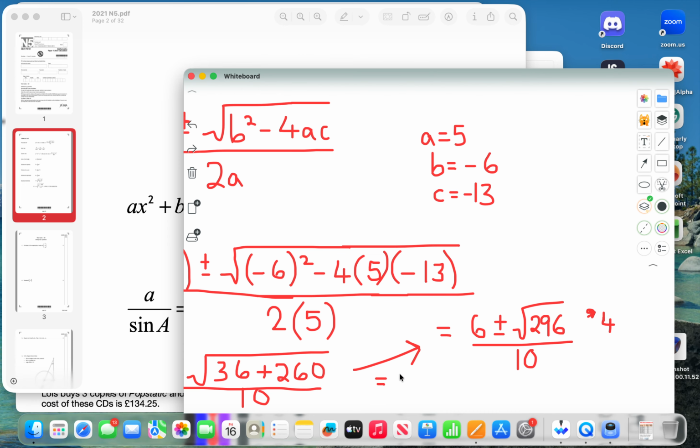We get 2.32047. We've got it to 5 decimal places at the minute. Now let's find the second solution. So 6 minus the square root of 296, all divided by 10, gives you minus 1.12047.